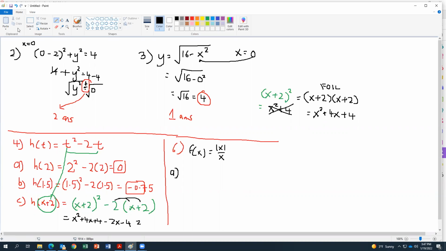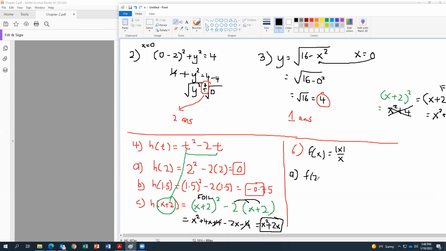So now you have to combine like terms. The x squared is by itself. 4x take away 2x is positive 2x. And then the 4 take away 4 will cancel out. So this is your answer for question 4C, x squared plus 2x. So be careful about this. I recommend you FOIL this out. A lot of students make mistakes here by not foiling it out. So that is the main part of this question 4 here.